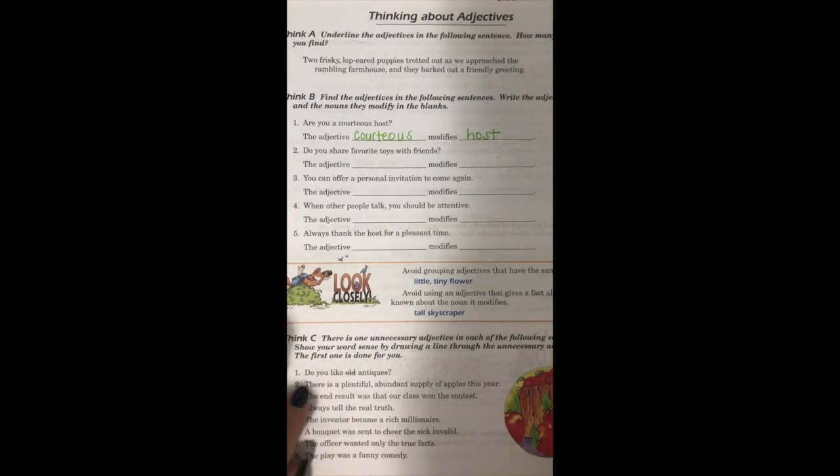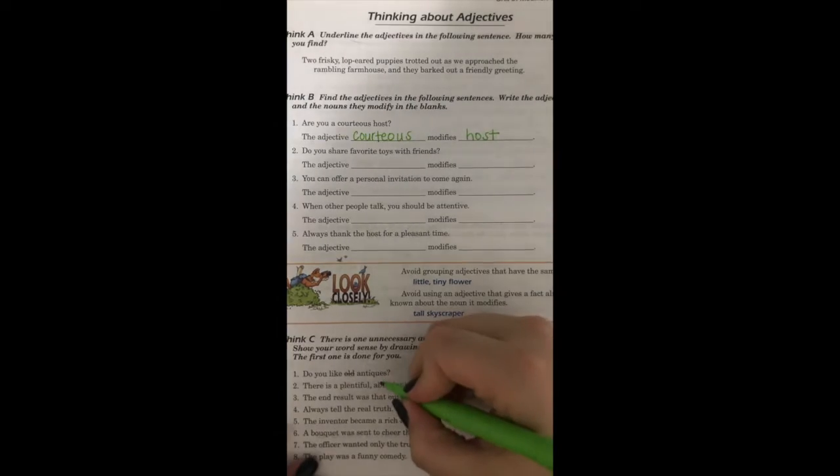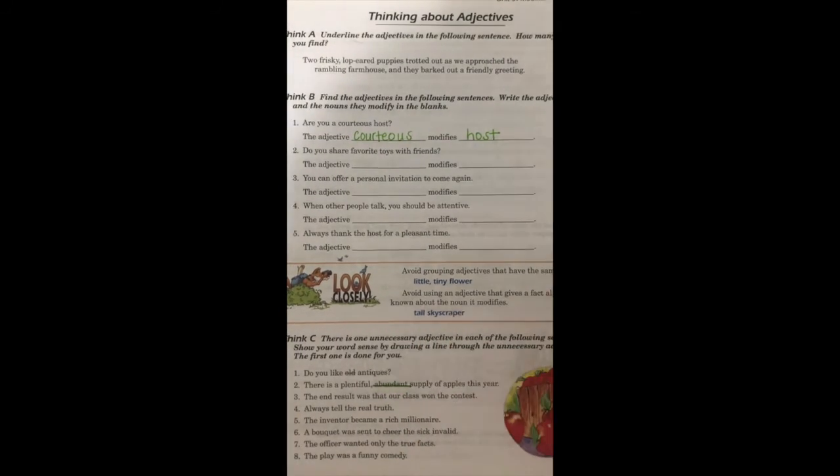So for number 2, there is a plentiful, abundant supply of apples this year. Well, plentiful and abundant mean the same thing. So you can cross out abundant. We already know that they mean a lot. So it's as simple as that, just crossing out an unnecessary adjective from numbers 3 through 8.